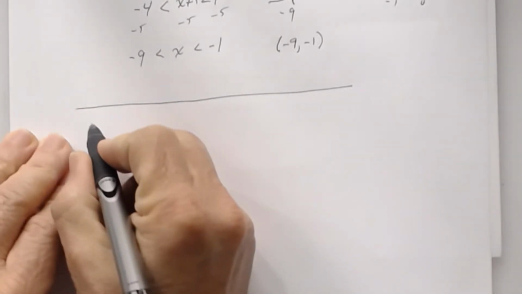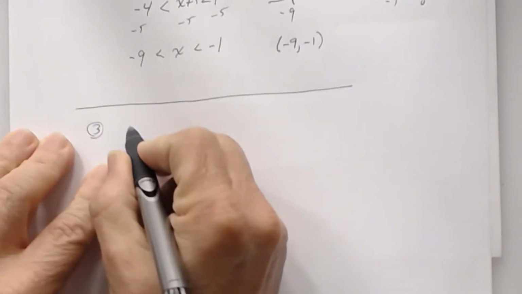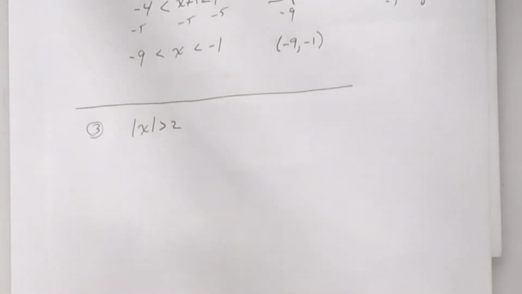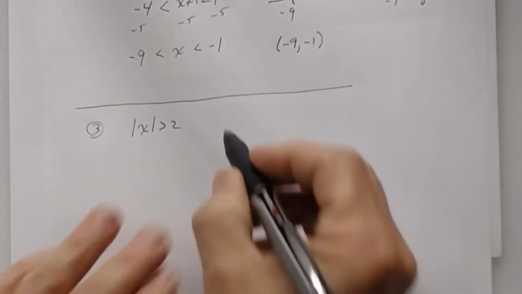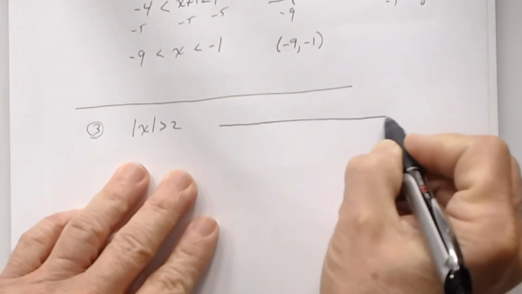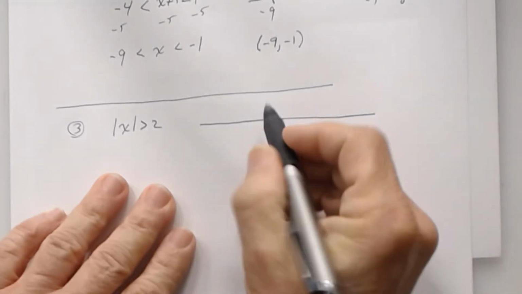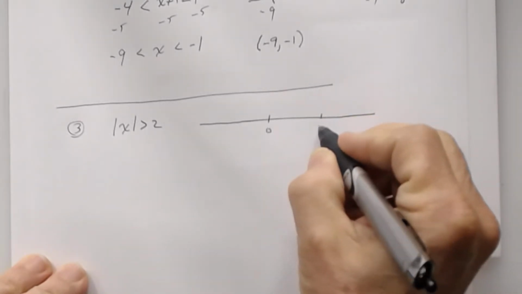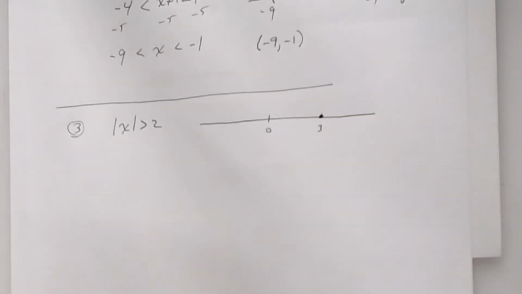So for this one, let's look at this inequality. Suppose I had the absolute value of x is greater than 2 instead. Not less than 2, but greater than 2. So I'm going to look at the number line. And let's say this is 0. So give me some numbers whose absolute value is greater than 2. 3. The absolute value of 3 is 3, and 3 is bigger than 2. So here's 3. I'm going to put a dot there, indicating that that's a solution.